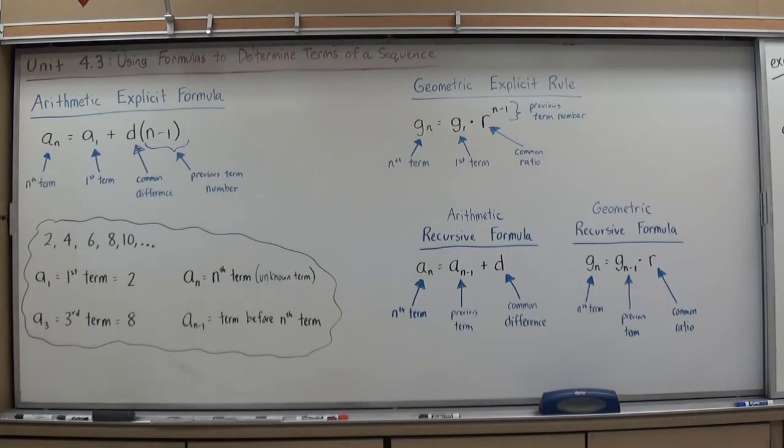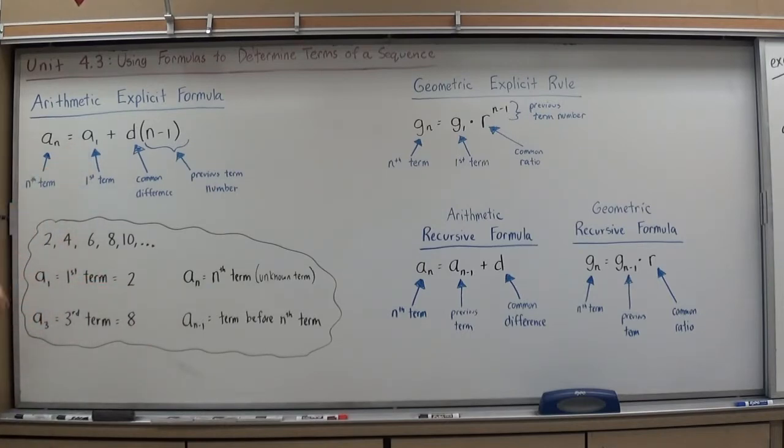To help you understand that a little further, here's an example. 2, 4, 6, 8, 10. That's an arithmetic sequence. It's adding 2 each time. If I asked you, what is a sub 1? A sub 1 would be the first term. So in this pattern, you would say a sub 1 is 2, and I would plug in a 2 for a sub 1.